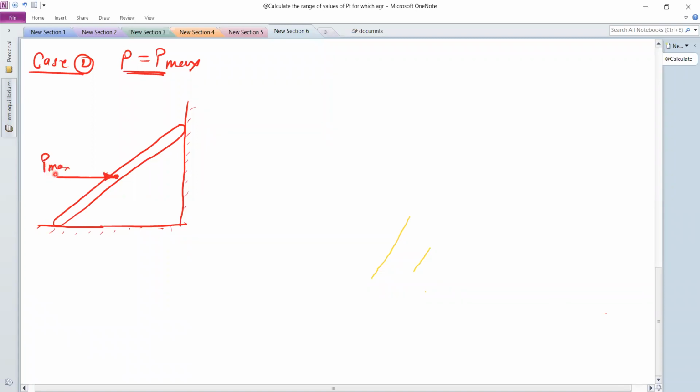So for the maximum value, the ladder will start slipping, and this point, that is point B, will slide in the upward direction. So impending motion for the maximum condition is in the upward direction, and point A will slide to the right side. So this is the direction for the impending motion. Now depending on this direction, draw the free body diagram.